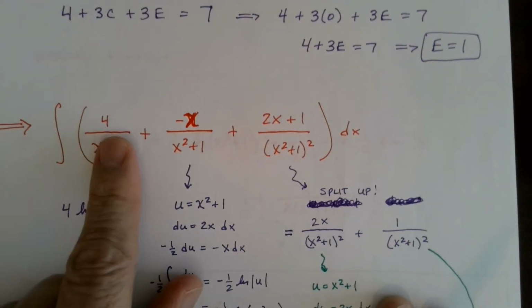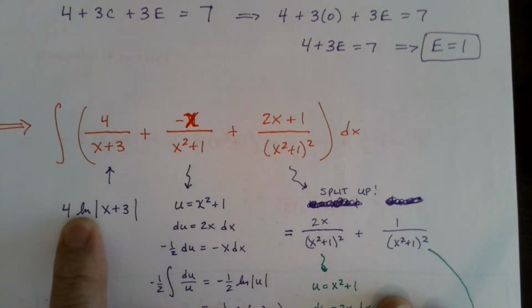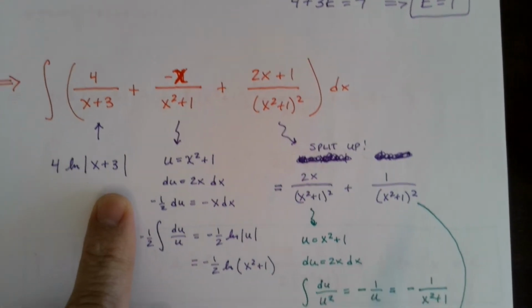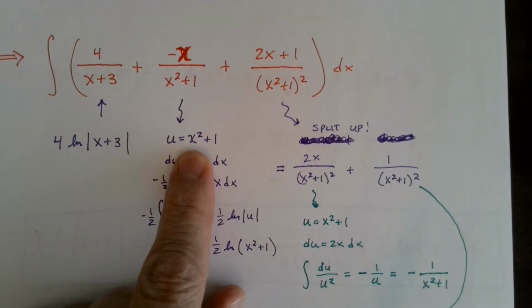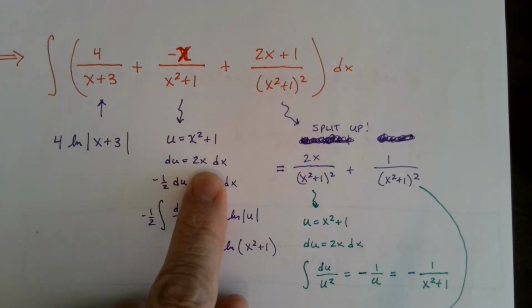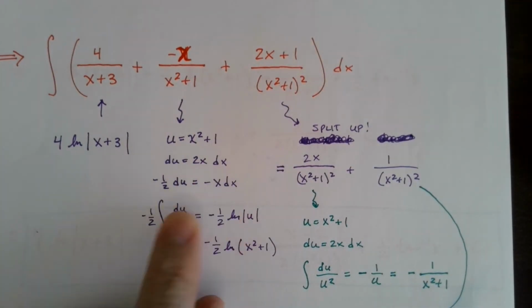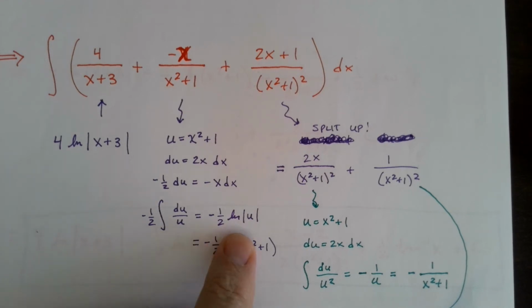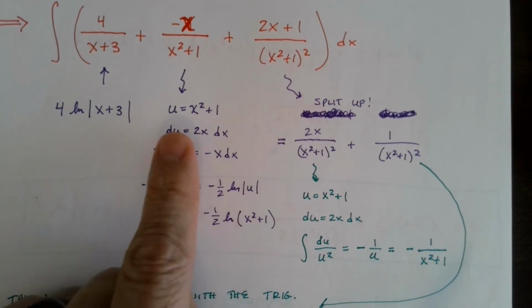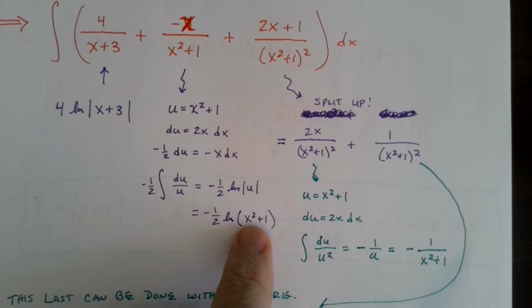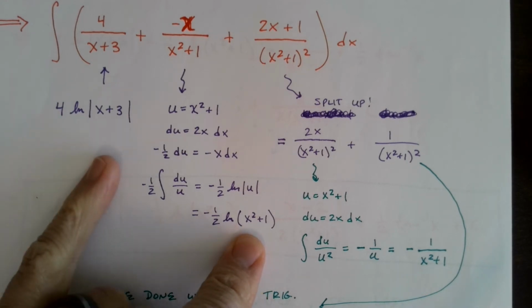So the antiderivative of 4 over x plus 3 we know is that. That's pretty easy. The next one's pretty easy too. If I let u be x squared plus 1, du is 2x dx. I've got a negative x dx, so multiply both sides by negative 1/2. So this is negative 1/2 du over u, which is negative 1/2 natural log absolute value of u, which is negative 1/2 natural log of x squared plus 1, which is positive, so I can get rid of the absolute value bars.